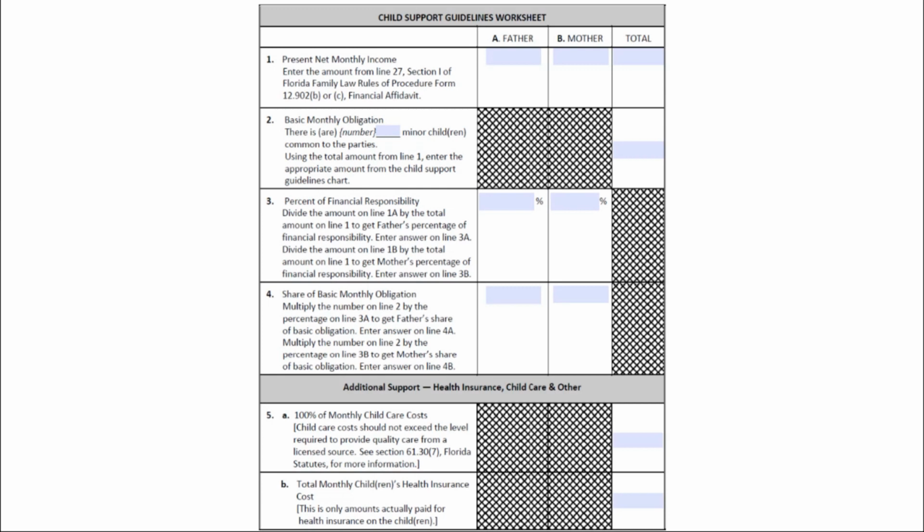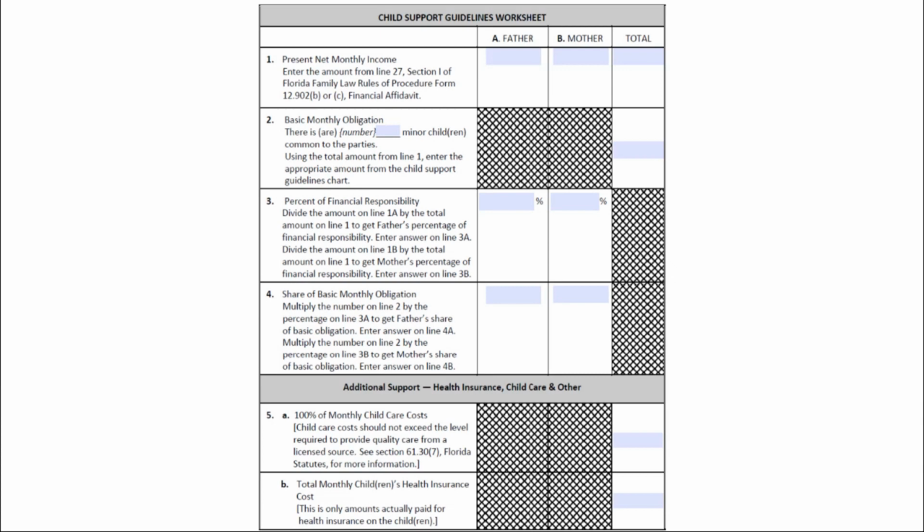This total amount in line 2 represents the amount of support that your child or children are owed as determined by the state of Florida. This amount does not reflect how much child support will be paid, but rather is a number that shows how much support the child or children is owed from both parents total, as determined by the state of Florida.